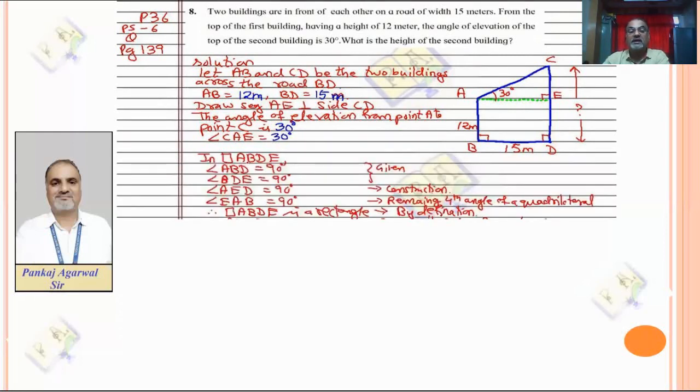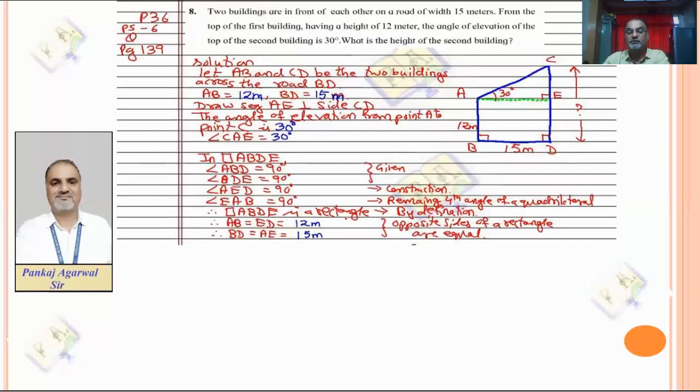In quadrilateral ABDE, prove that it is a rectangle in 4-5 steps. Therefore, use opposite sides of a rectangle are equal. That is AB equal to ED equal to 12 meter, BD equal to AE equal to 15 meter.